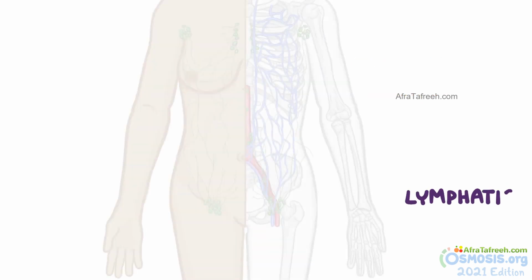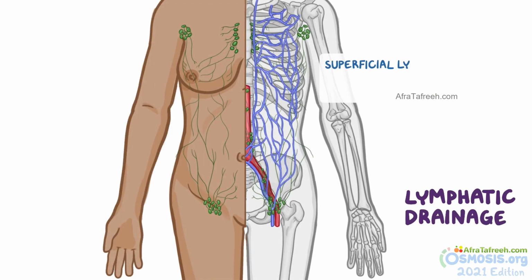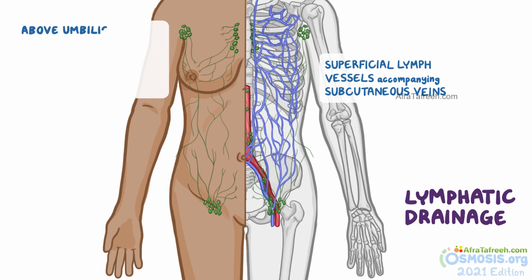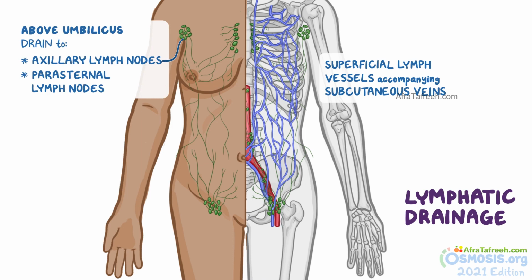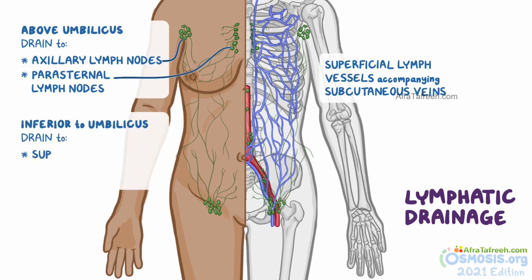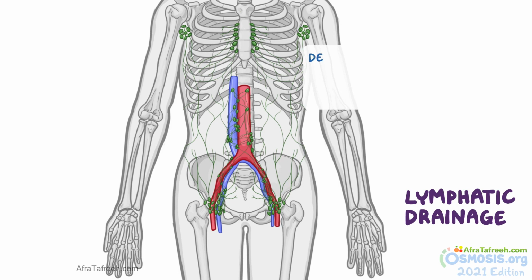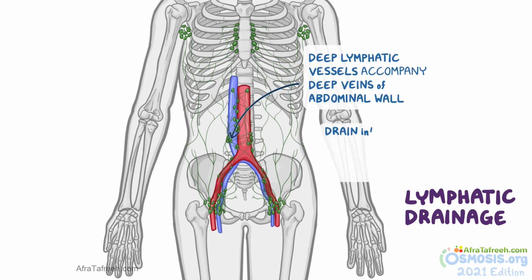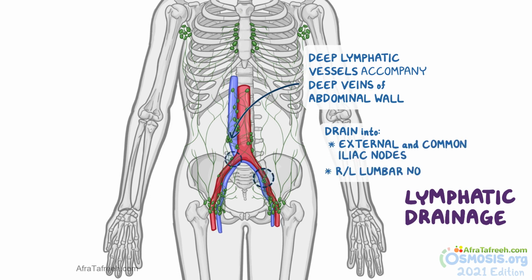Finally, regarding lymphatic drainage, the superficial lymph vessels accompanying subcutaneous veins and those found above the umbilicus mainly drain into the axillary lymph nodes and peristernal lymph nodes. Those found inferior to the umbilicus will drain into the superficial inguinal lymph nodes. The deep lymphatic vessels accompany deep veins of the abdominal wall and drain into the external and common iliac lymph nodes, or the right and left lumbar lymph nodes.